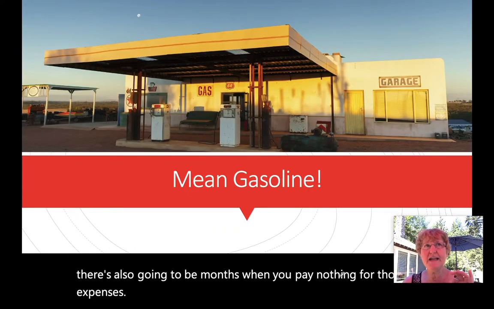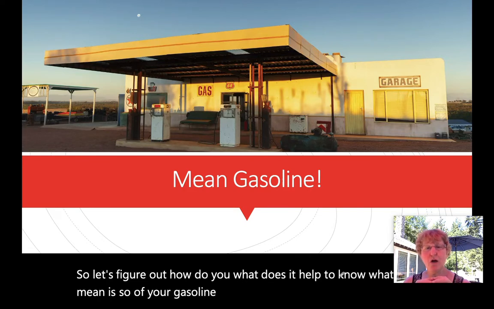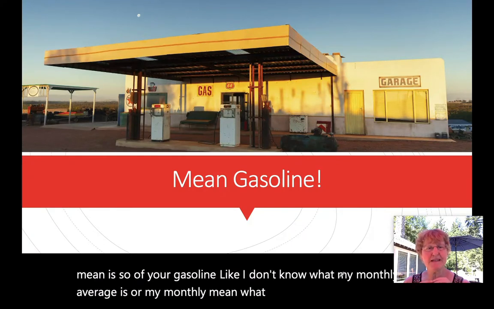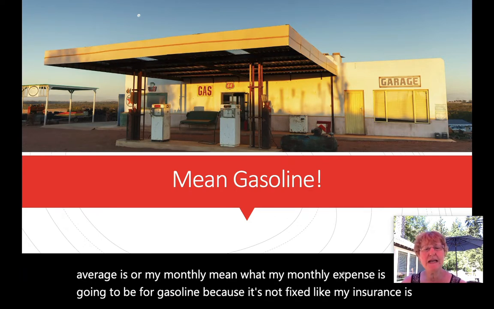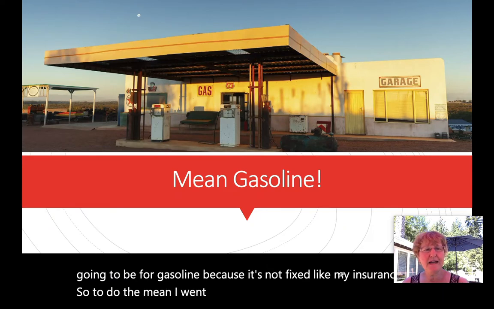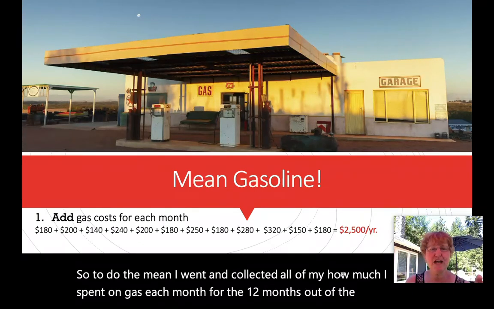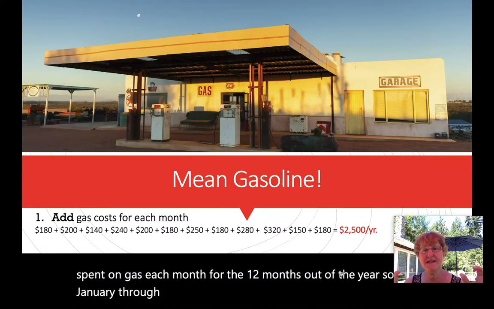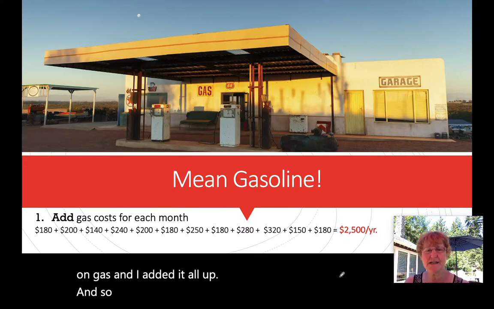So let's figure out, does it help to know what the mean is? Of your gasoline, I don't know what my monthly average or my monthly mean expense is going to be for gasoline because it's not fixed like my insurance is. So to do the mean, I collected how much I spent on gas each month for the 12 months out of the year. January through December, I collected how much money I spent on gas and I added it all up. And so for the end of the year, I know that I spent $2,500 on gasoline.